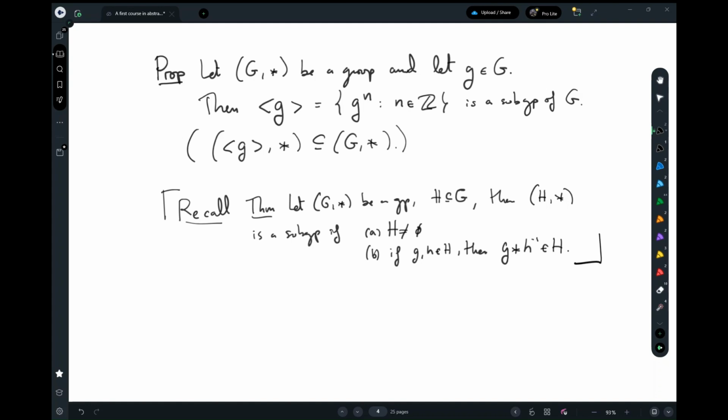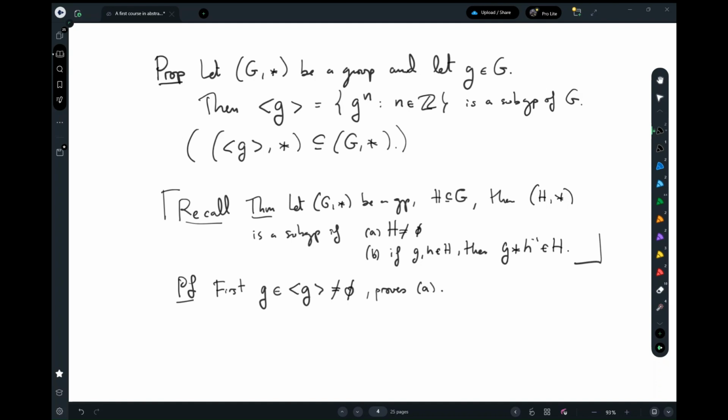So we are going to use this to prove that the set generated by g is actually a subgroup of G. So let's do that. Here is the proof. First of all, note that g is in the subset generated by g. So this is not empty, and that proves part A of our theorem that identifies subgroups.